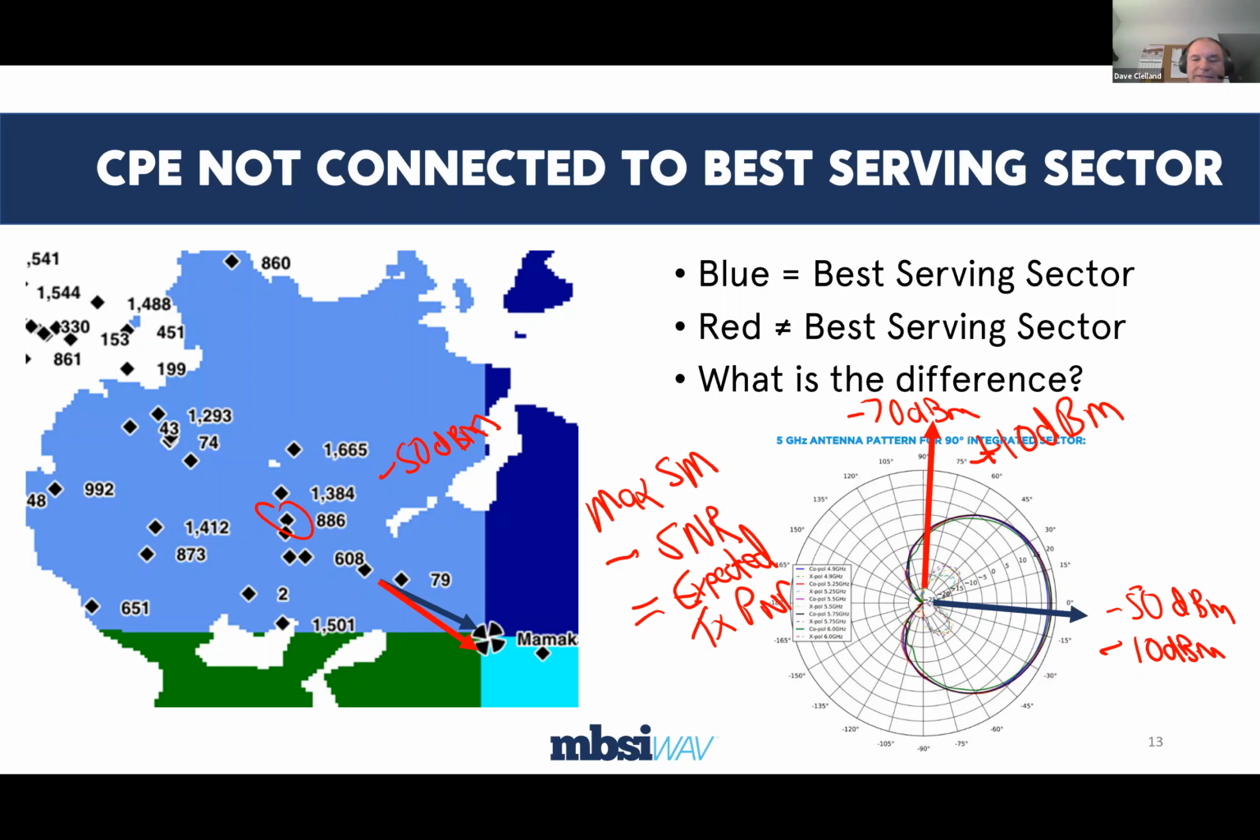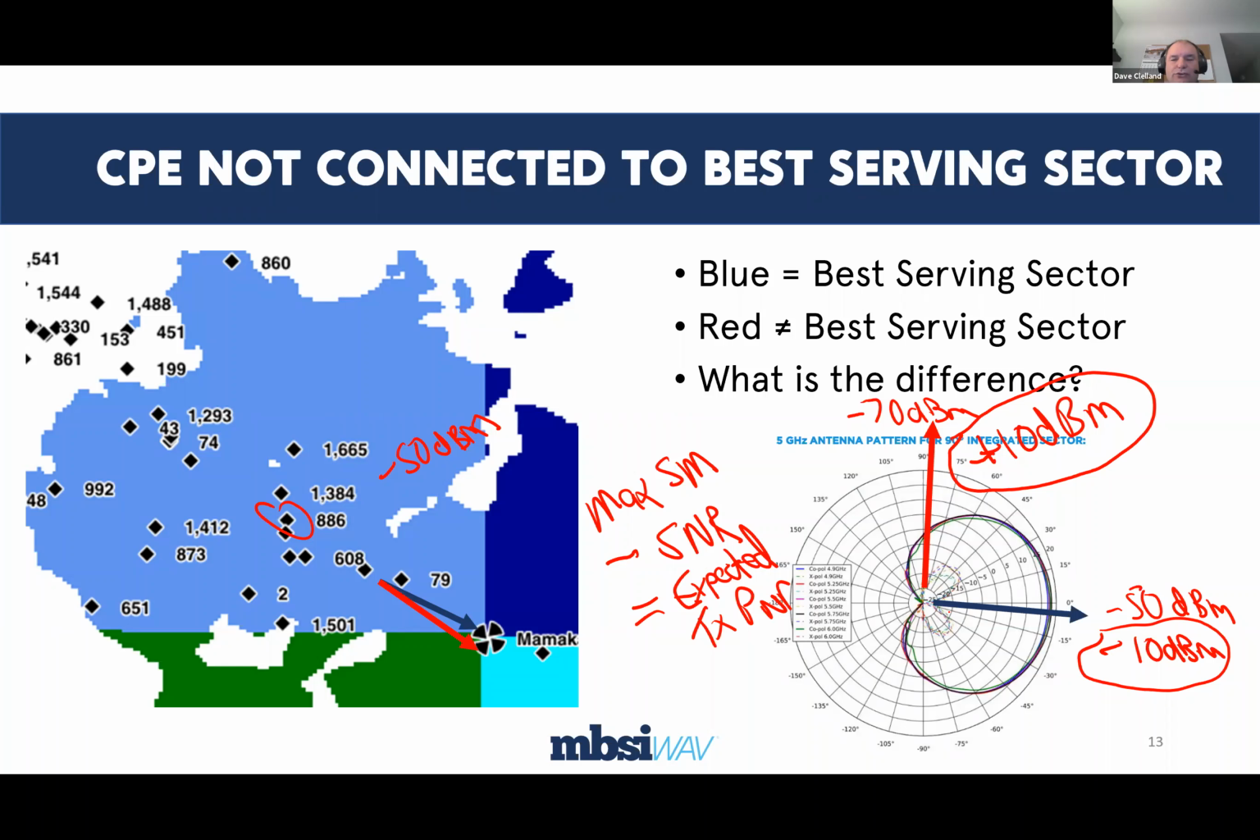Anyways, that's the difference between these two connections. If I connect to the best serving sector, I expect I would have a particular transmit power. If I connect to an adjacent sector or the wrong site, which is the worst case, maybe some value in between, I would expect the transmit power of my CPE to be that much more in order to overcome this loss that the base station antenna is causing by being at the wrong azimuth.